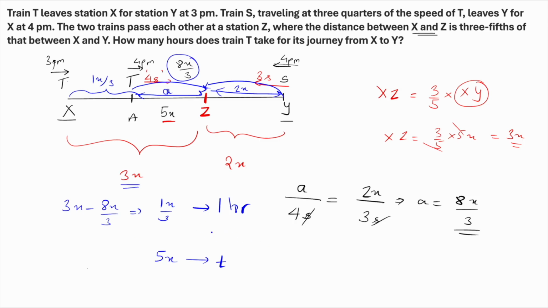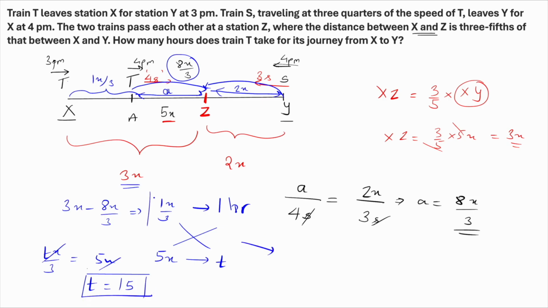You can use direct proportionality. 1x by 3 corresponds to 1 hour. So 5x will correspond to how much? You can directly cross multiply to get your answer. You'll get the time taken. The time taken will be t: x upon 3 is equal to 5x on cross multiplying. x gets cancelled. t is equal to 3 into 5, that is 15. 15 hours. Okay. The other way of solving this would be to make equations.